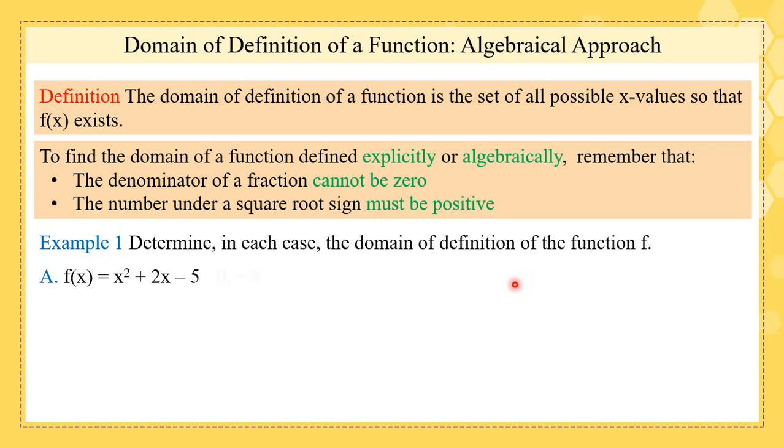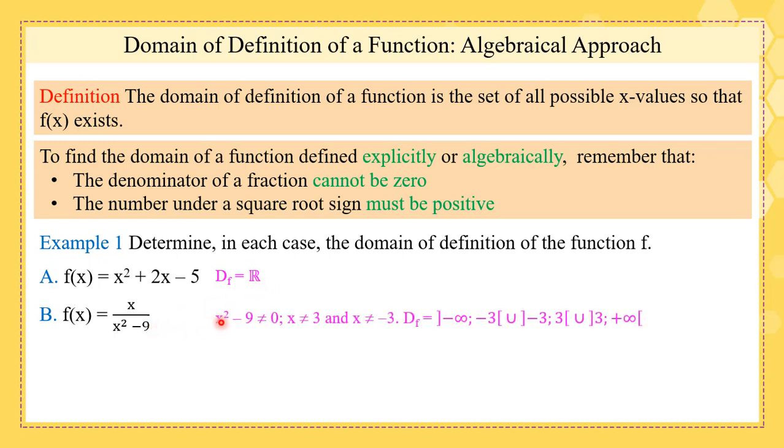In this case, the domain is the set of all real numbers because we don't have x in the denominator and we don't have any square root sign. Well, in this case, we have to state that x squared minus 9 should never be 0, so x is never 3 and x is never negative 3. So the domain of definition is negative infinity, negative 3 union, negative 3, 3 union, 3, positive infinity.